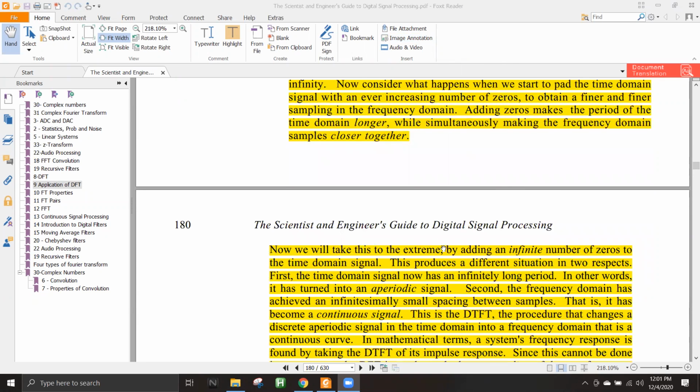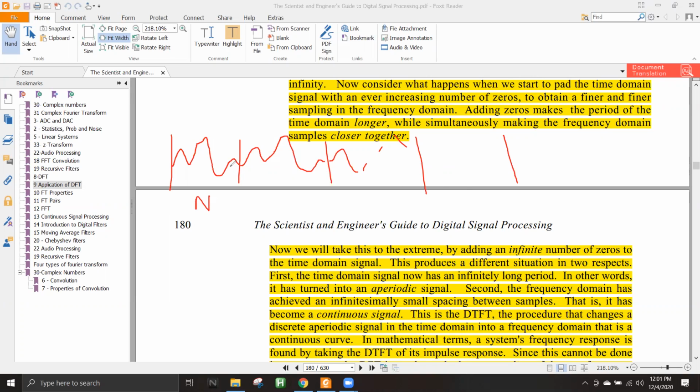If we take this idea to the extreme, that is adding zeros, then if we keep adding zeros, the period of the time domain becomes longer. Suppose this is your period, so this is the endpoint. You take this shape, and what DFT will do is make infinite periods like this, each of the same shape, repeating like this. So from one period like this, it will make infinite periods.